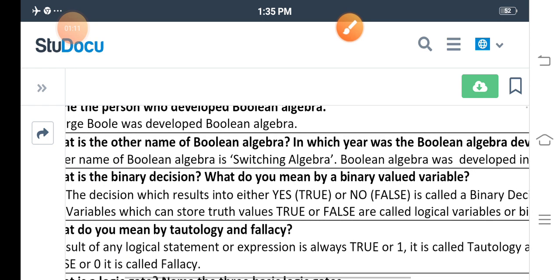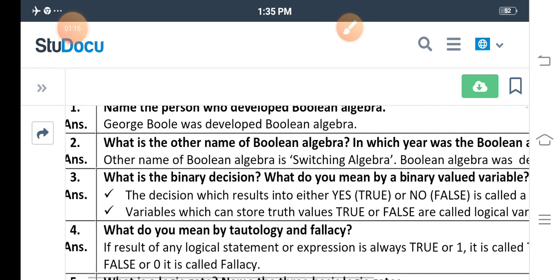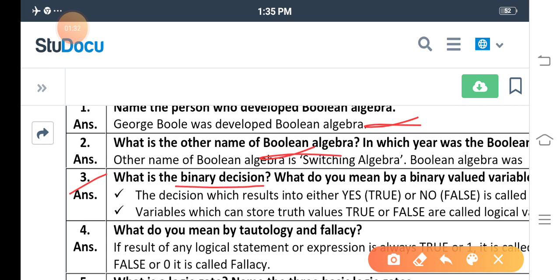Now next is, what do you mean by binary valued variable? So you can read out here. This question will come in 1 or 2 marks only, not more than that. And this theoretical type of question will never come, but we are just going through these questions. So third question is, what is binary decision? So a decision which results into either true or false is called binary decision, right?